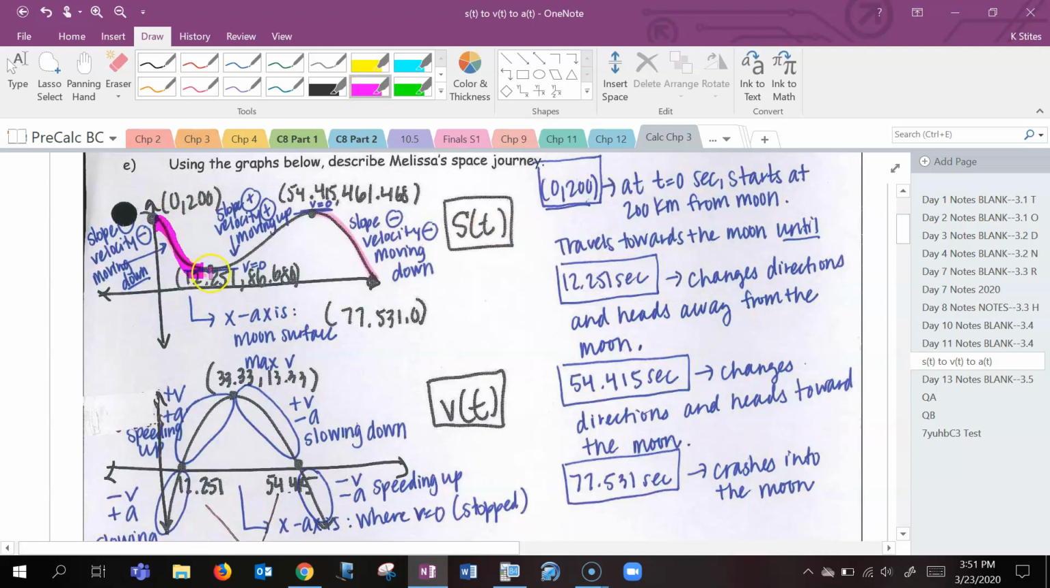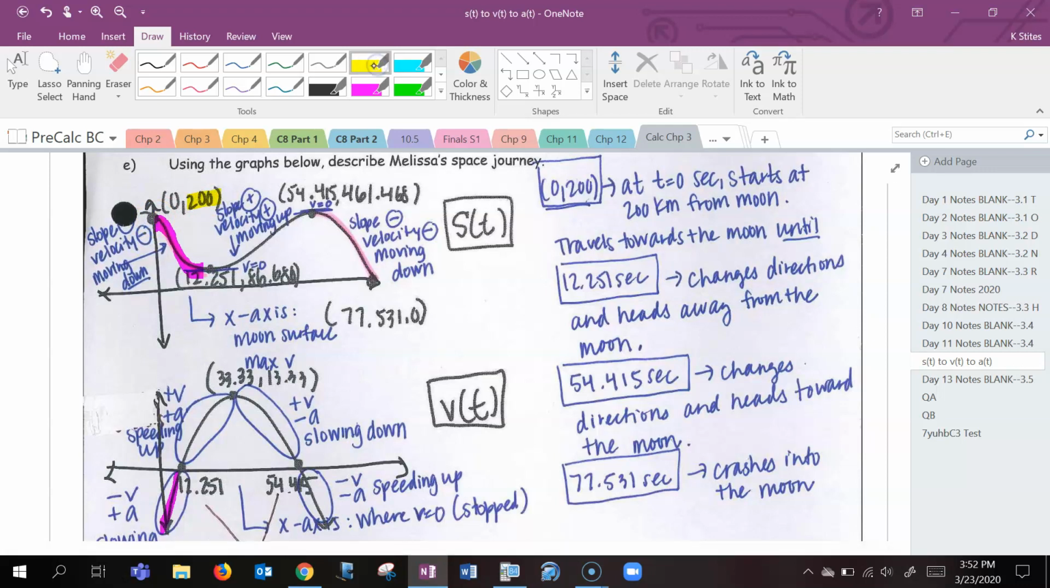It has a negative slope from 0 to 12.251 seconds. Notice that's also why we're in the negatives for velocity. Remember, velocity is the derivative of position. So from 0 to 12.251 seconds, Melissa is going downwards. She's also starting up at 200 kilometers because that's the starting point on her position graph, or the y-intercept.